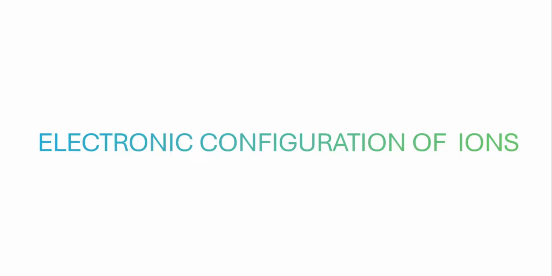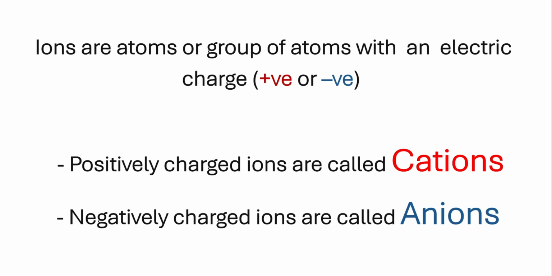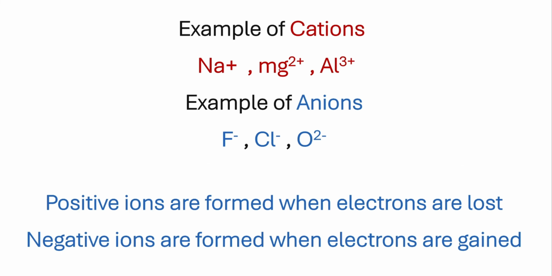Before we start, let's define ions. Ions are simply atoms or group of atoms with an electric charge. These charges might be positive or negative. The positively charged ions are known as the cations, while the negatively charged ions are called the anions. Here are some ions you may be familiar with. For the cations, we have the sodium ion, magnesium ion, and aluminum ion. And for the anions, we have the fluoride ion, the chloride ion, and the oxide ion.